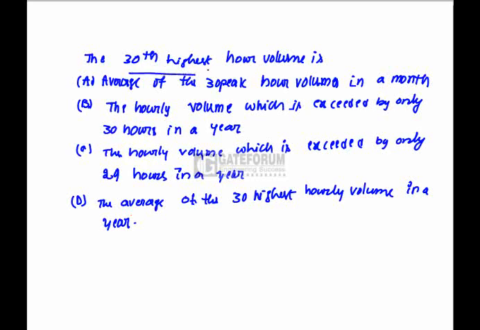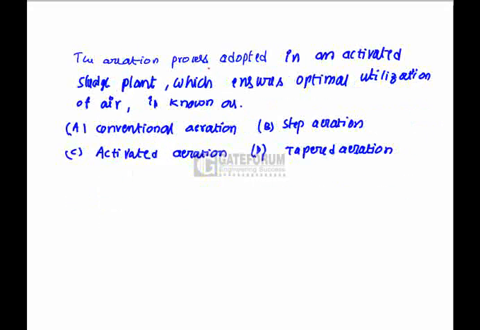The 30th highest hourly volume is the hourly volume which is exceeded by only 29 hours in a year. So option C is correct. Question: the aeration process adopted in an activated sludge plant which ensures optimal utilization of air is going to be in which type of aeration? It is going to be tapered aeration. The optimum utilization of air is going to be there. So option D is correct.